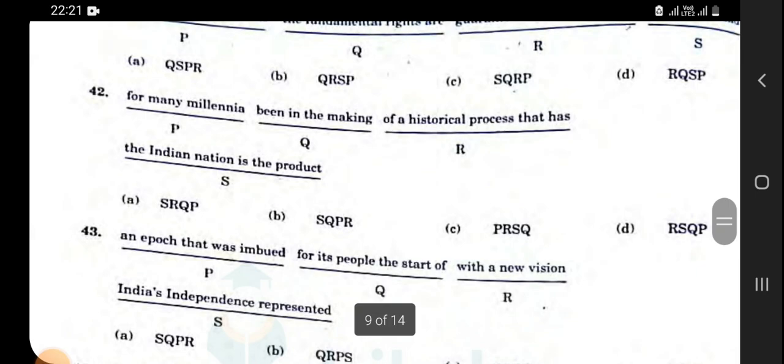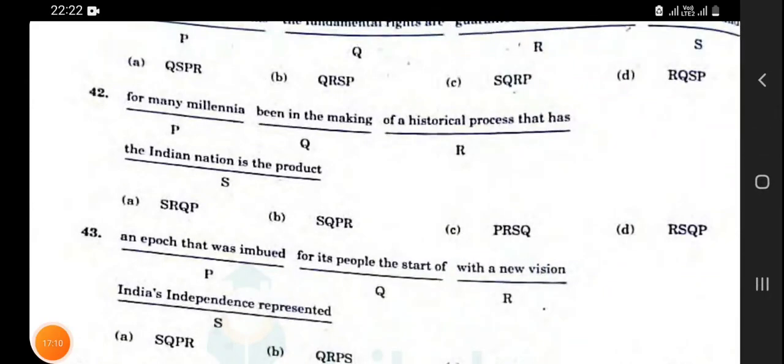For many millennia, been in the making of a historical process that has the Indian nation is the product. So again, look how can we manage these things? So for many millennia. So as per my idea, we should go for SRQP. Let me tell you why.